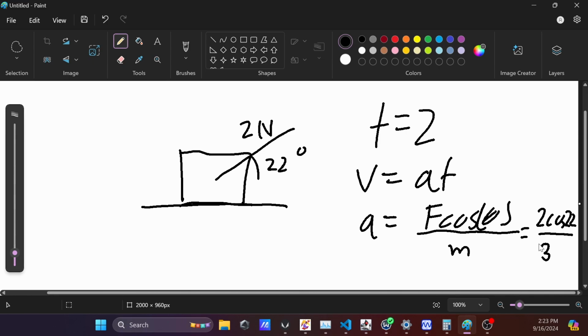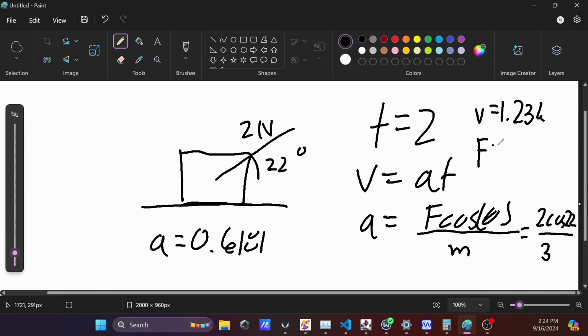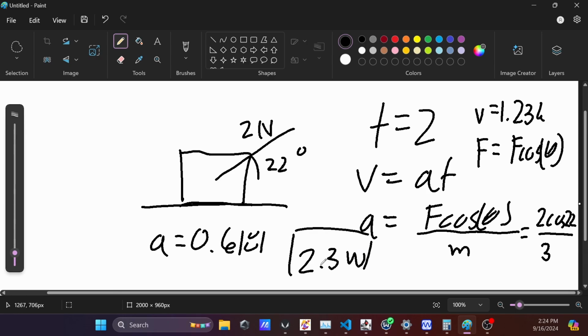A equals 0.6181. So V at t equals 2 seconds equals A times 2, which is 1.236. And power is F cosine theta times V, so 1.236 times 2 cosine 22 gives us 2.3 watts, which is answer choice A.